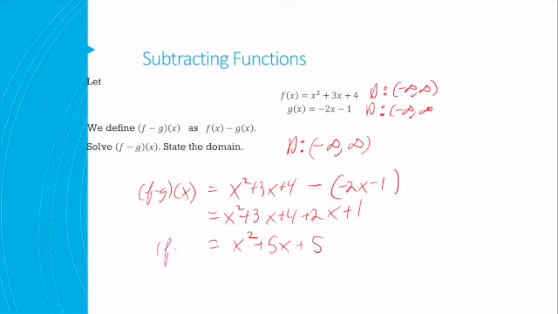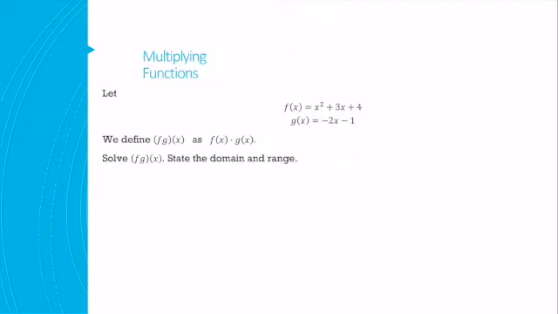So here we have f minus g of x. This is still a function. Its graph looks like a quadratic parabola. Things can get a little more complicated when we're multiplying functions. Still, our domain is going to be the intersection of these two. So our domain is still from negative infinity to positive infinity.